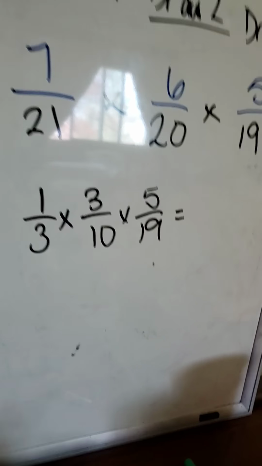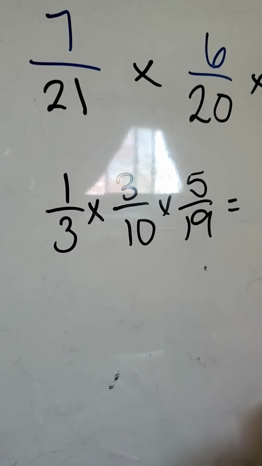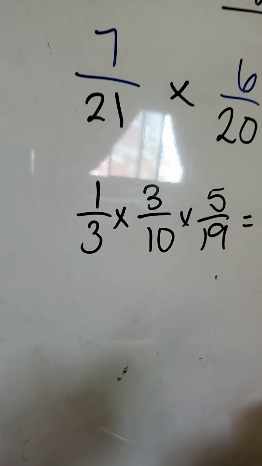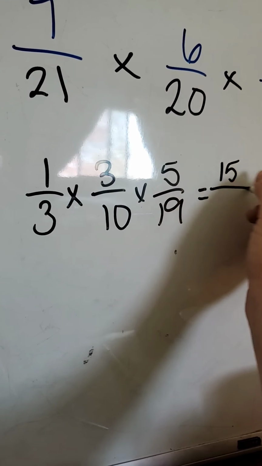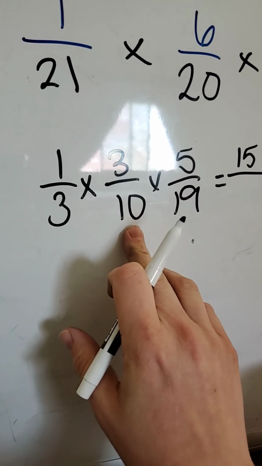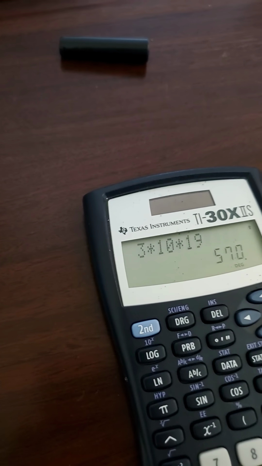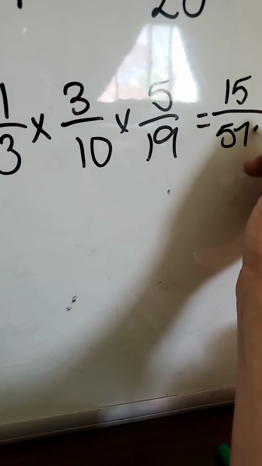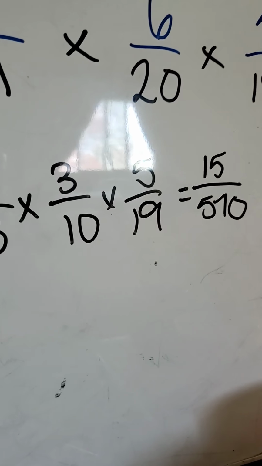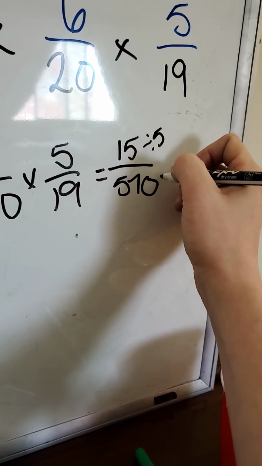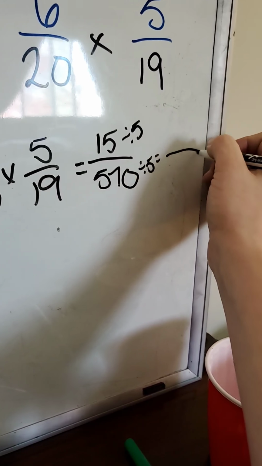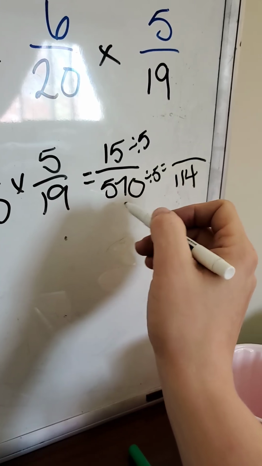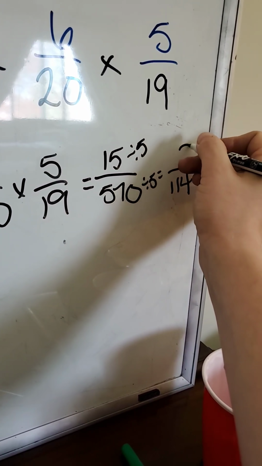So let's multiply the numerators first. 1 times 3 times 5 is 15. And 3 times 10 times 19, let's do that. 3 times 10 times 19 is 570. This number looks like it could still be simplified. I'm going to go ahead and divide this number by 5. I just did that on my calculator. It said 570 divided by 5 is 114. 15 divided by 5 is 3.